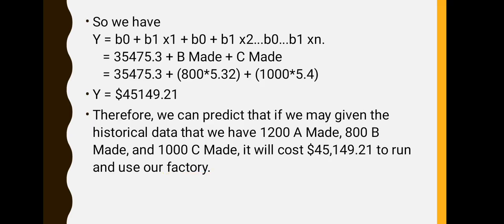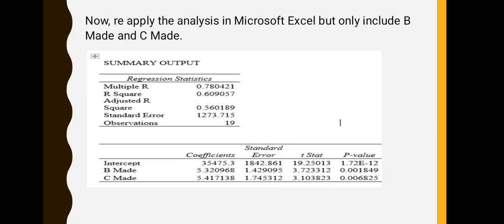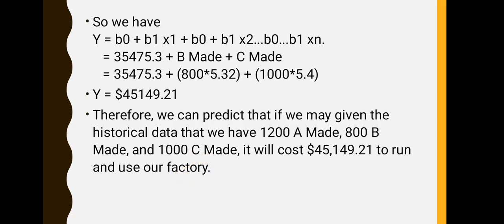So here we have B made and C made. If there are 800 B mades and 1,000 C mades, using our coefficient values, the answer, or our predictive outcome, would be $45,149.21. Therefore, we can predict that if we are given the historical data of 1,200 A made, 800 B made, and 1,000 C made, it will cost $45,149.21 to run and use our factory.